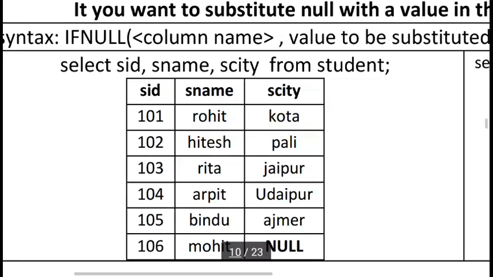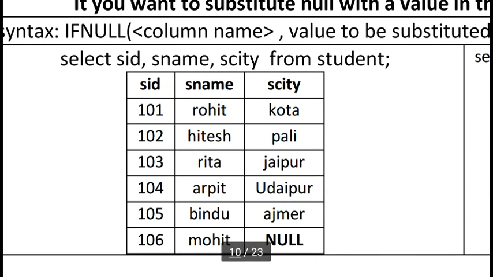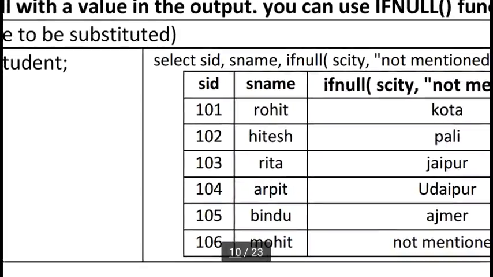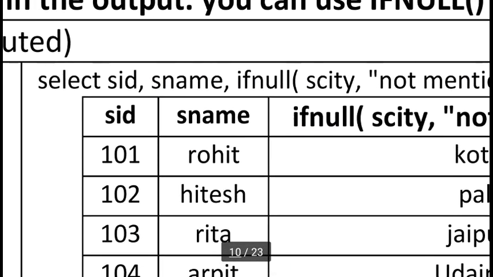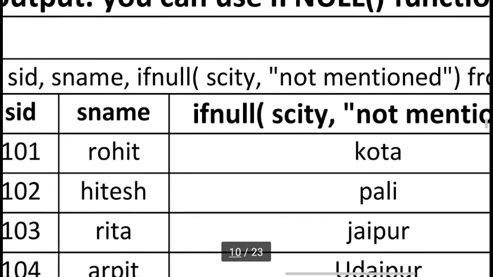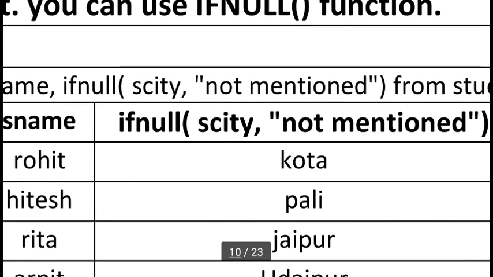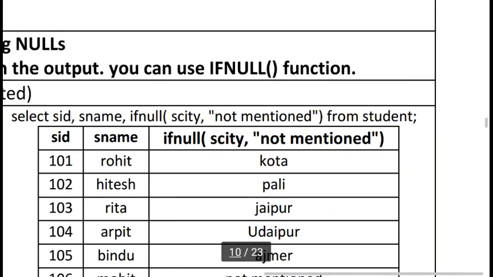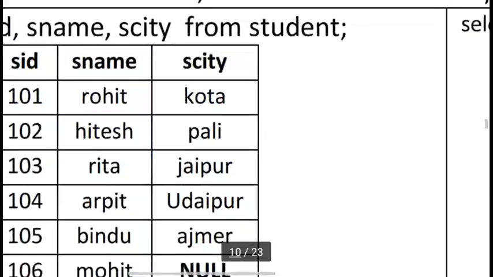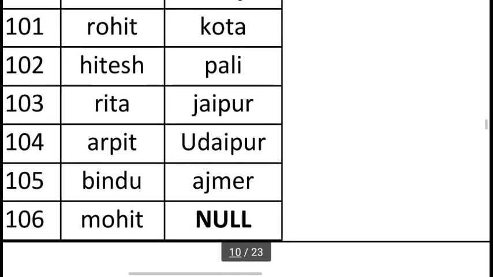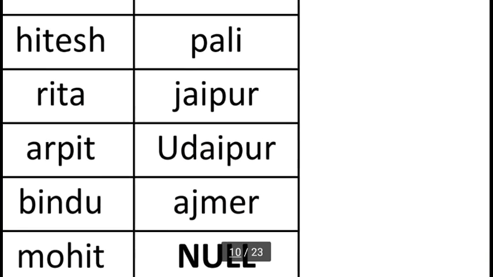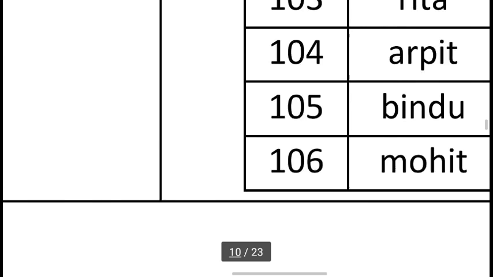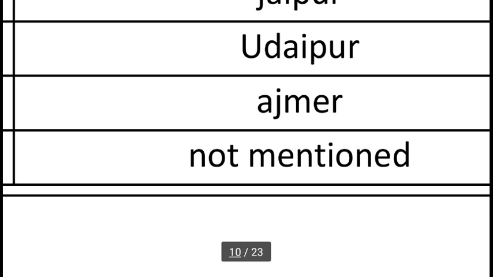This is the simple query: SID, SNAME, SCT from student, and all the rows will come. But here I am using SID, SNAME, and IFNULL of SCT with 'not mentioned' from student. In the last example, the city for Mohit is null, but I want to replace null according to our choice. So the null value changes into 'not mentioned'.